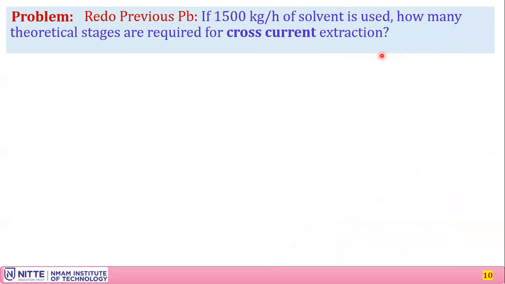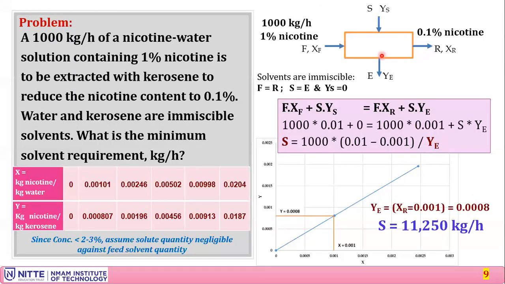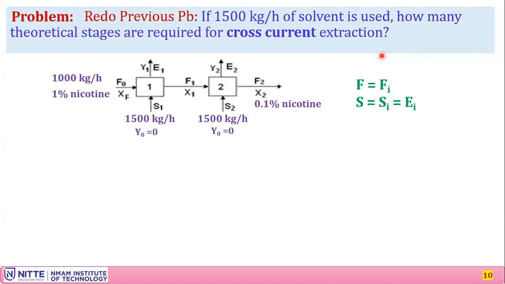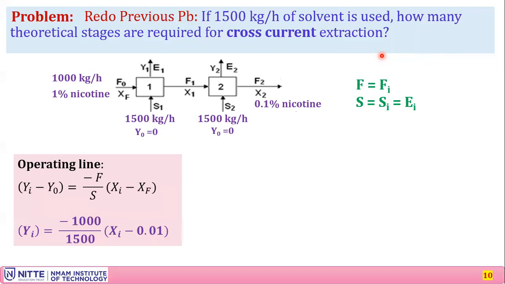Let us solve the same problem, but here the question is slightly different. Instead of 11,250 kg per hour of solvent, let us take 1,500 kg per hour of solvent, and let us use cross current extraction, multi-stage operation, not one single stage operation. We'll go for cross current extraction. Just observe the diagram, just recall what we have seen earlier: material balance and operating line.